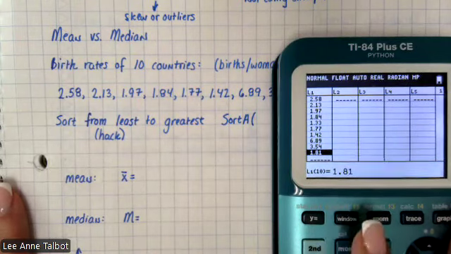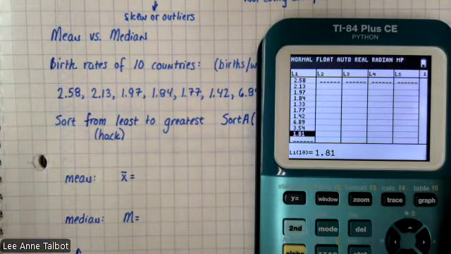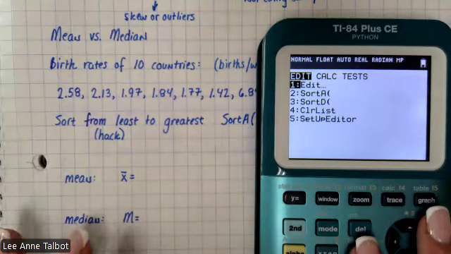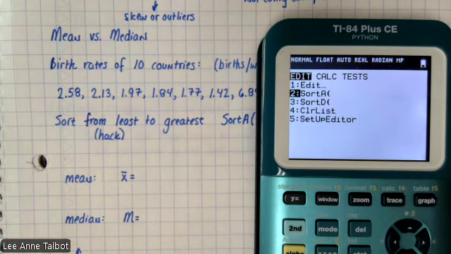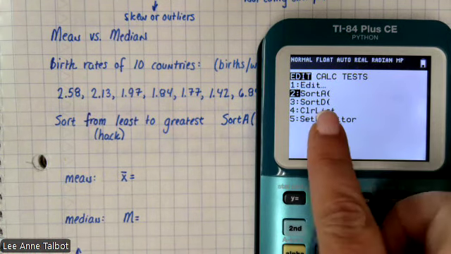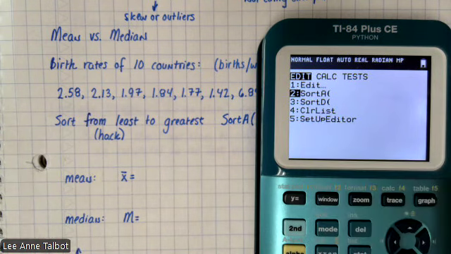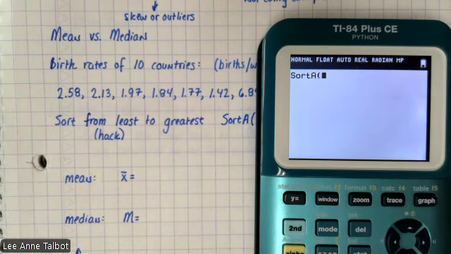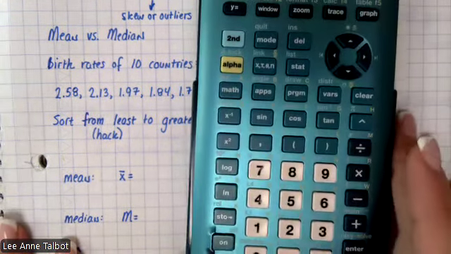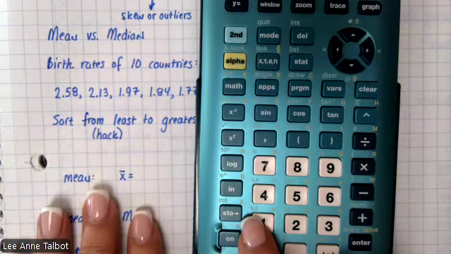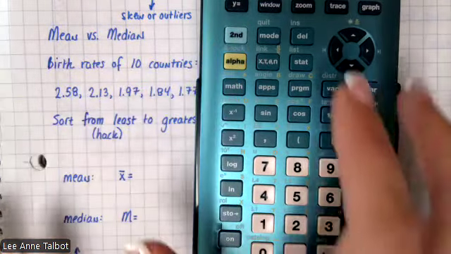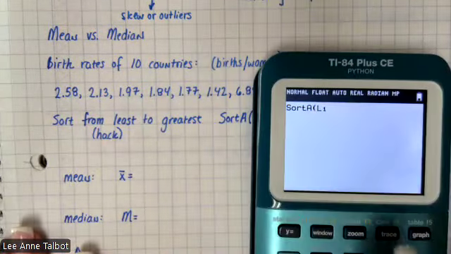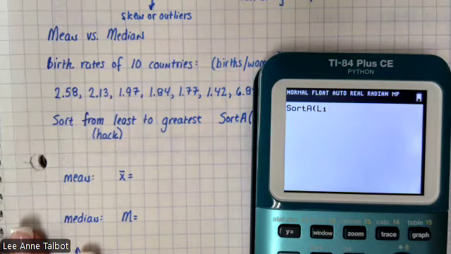To sort my list in ascending order, go to stat, and then instead of hitting enter on edit, scroll down to sort ascending. Notice there's also an option for sorting in descending order, and hit enter. The calculator is going to ask what would you like me to sort? You would like it to sort L1. L1 is located right above the 1 on your calculator, so hit second 1, and it pastes in the list L1 for you.